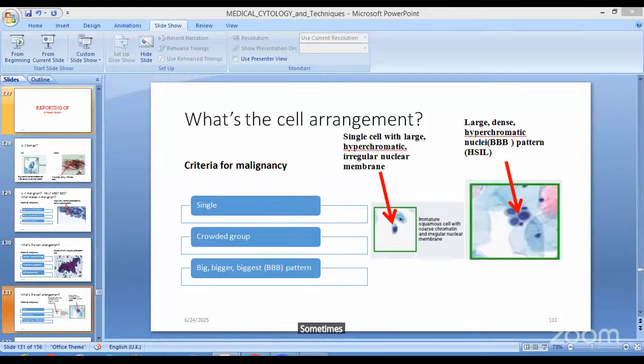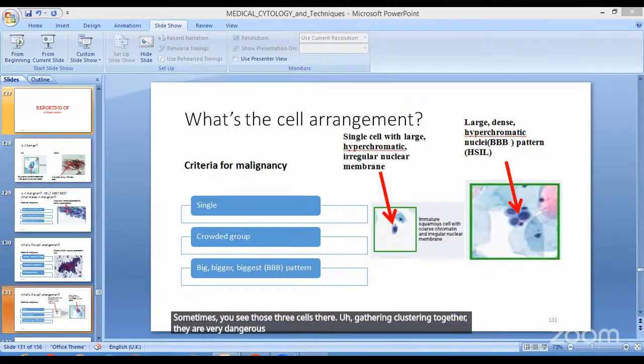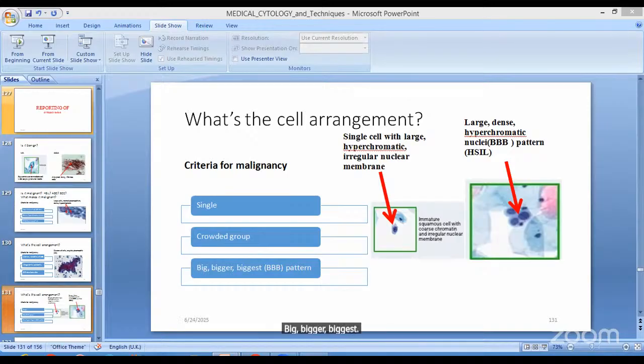Sometimes you see three cells gathering, clustering together. They are very dangerous cells. Big, bigger, biggest. That's a pattern of malignancy. It's malignant. And see the nucleus: large, dense, hyperchromatic. One can conclude that this is an HSIL too, a malignant condition.